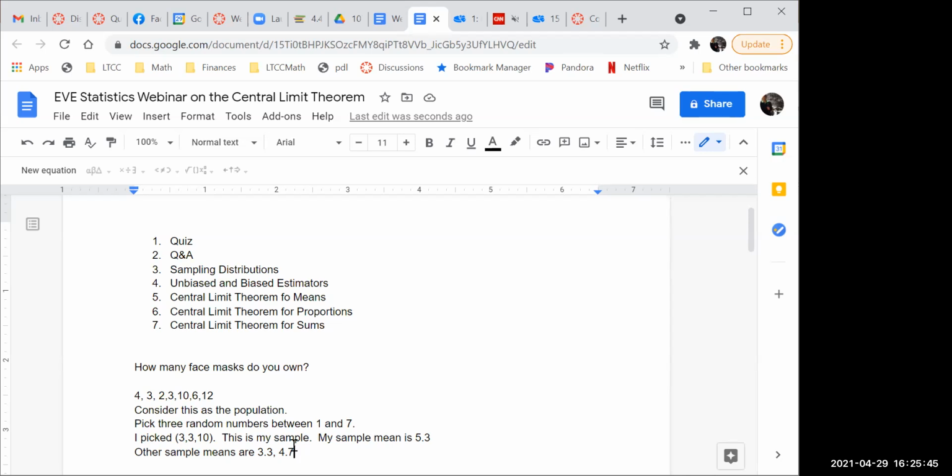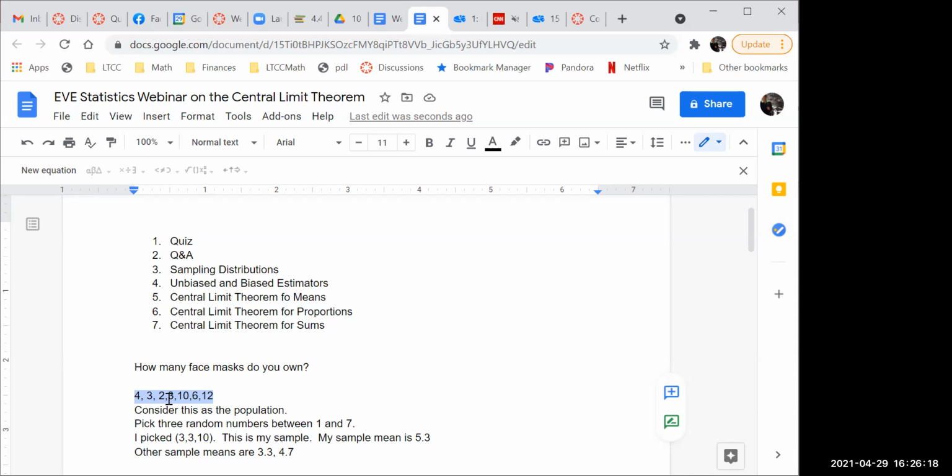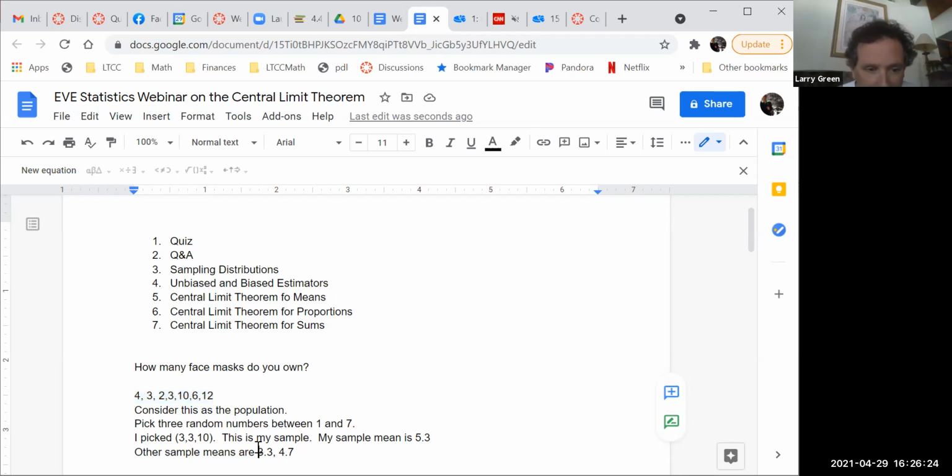Wait, so are we finding the sample mean for our 3 random numbers, or do the random numbers correspond to the sample that we collected? Yep, exactly. So you're going to pick 3 numbers between 1 and 7. You're going to look to see which 3 they correspond to from this list. Mine were 3, 3, and 10, because my 3 numbers were 2, 4, and 5. Do you see? Then you're going to take a mean of those 3 numbers. Is that confusing, or do you understand that? No. Okay, so let's see some more. 2.7.